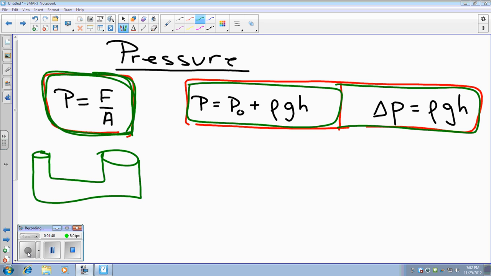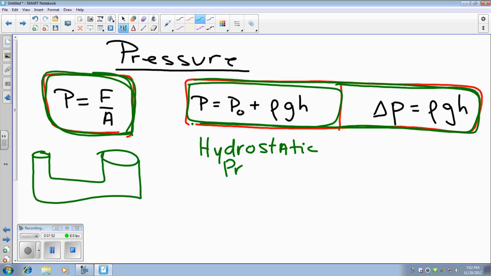In both of these equations, really the area is not important, nor does it really matter. So don't get thrown off if you see a question that asks you for the change, or maybe asks you for the hydrostatic pressure or for the gauge pressure. So this is the hydrostatic pressure, and the equation on the right is the gauge pressure.